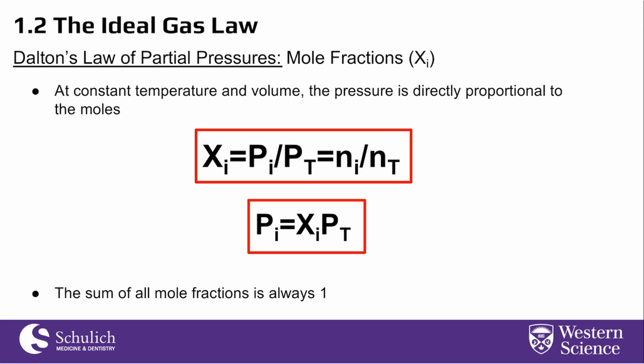So we also have mole fractions, which falls under this law. And so at constant temperature and volume, the pressure is directly proportional to the moles. And just keep in mind that the sum of all mole fractions is always going to add up to 1. So this is a good way to check if you calculated your mole fractions correctly.